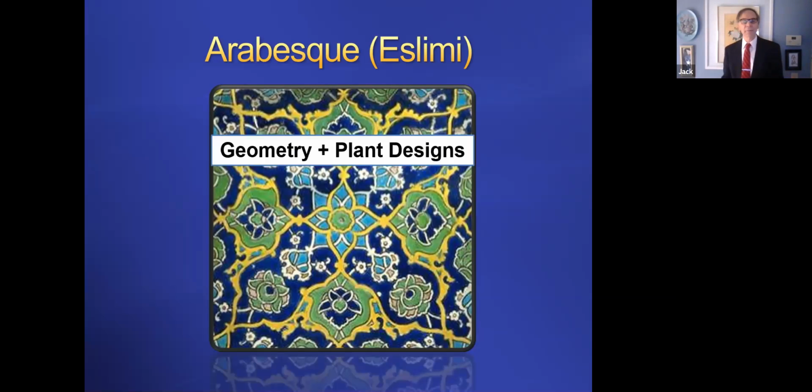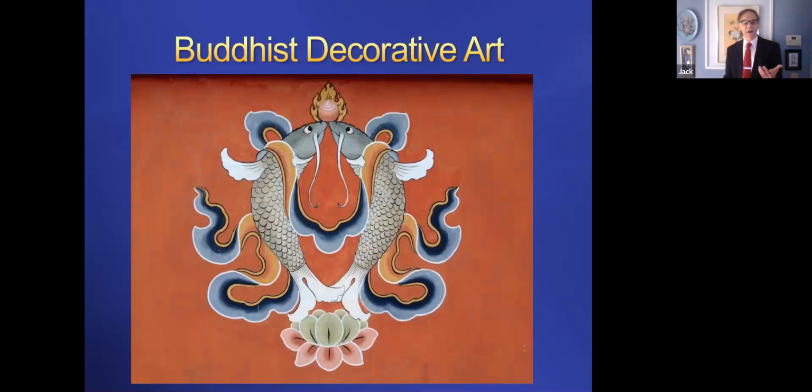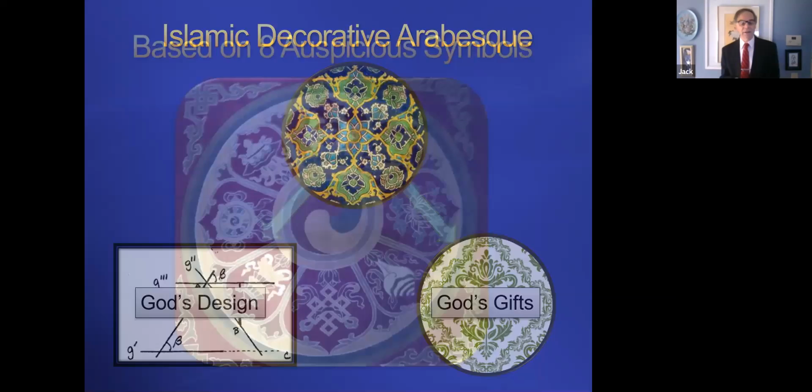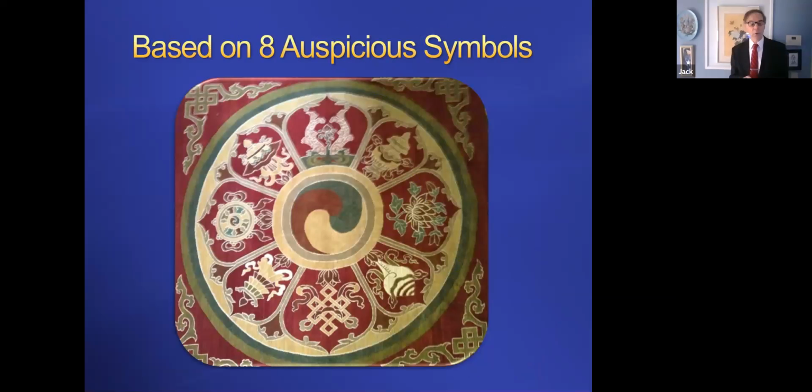Their decorative art is different than the Buddhist decorative art in that when we looked at the Islamic decorative art, it was based off of very complex geometry, which represented God's design of the world, and plants, which are God's gift, because they were living in the deserts and plants were a really valuable thing. And they made these complex plant designs based upon geometry. Buddhist decorative art instead is designed around what's called the 8 auspicious symbols. And what are these 8 symbols?